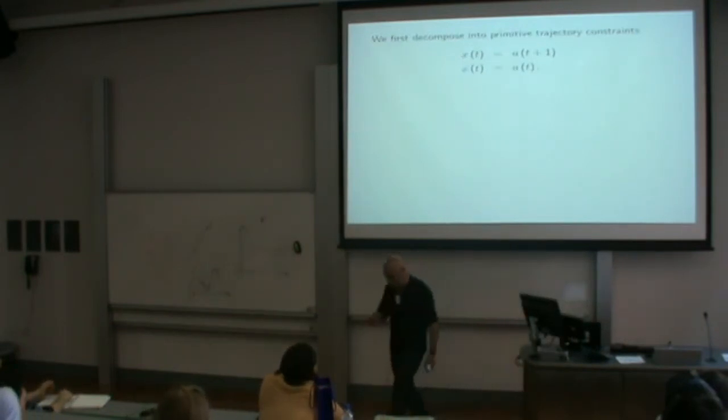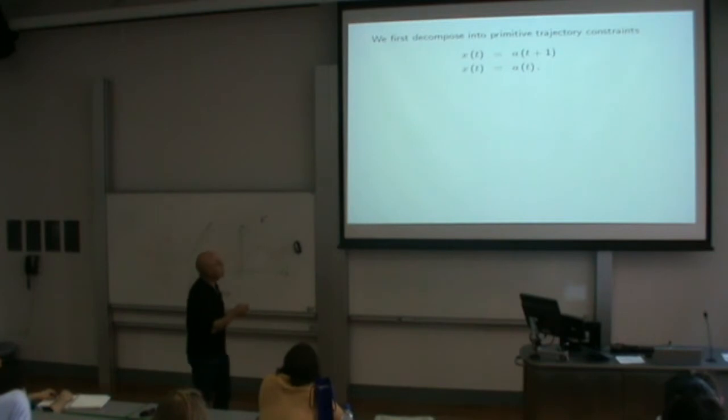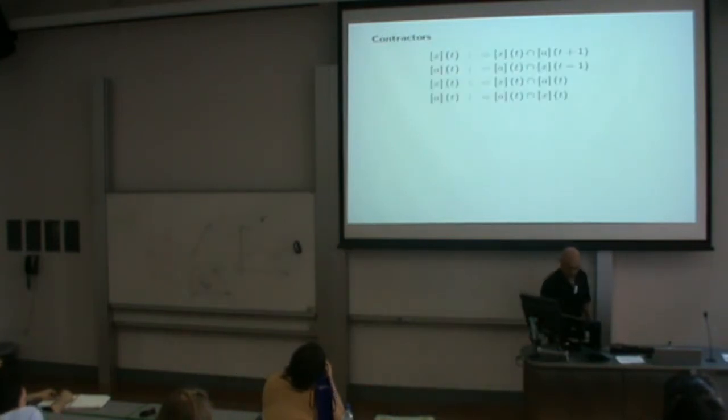I introduce a new signal, A, and I say the previous equation is equivalent to X is a shift of A, and X equal to A. I will have a contractor for this which corresponds to the intersection, and I will have a contractor for this which corresponds to the shift. The contractors are given as follows.